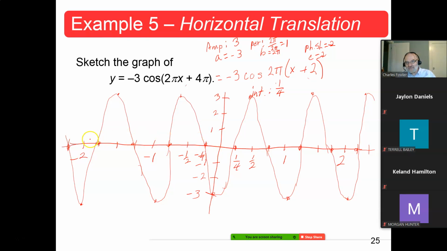Means the C is shifted over here 2 units to the left, and then you begin your cosine. Normally you would begin at plus 1, but the amplitude was 3, but it's a negative 3, so that made you start at the bottom, reflecting across the x-axis, and you go from there on. And then every interval you hit one of your key points, from a minimum to 0 to maximum to 0 to minimum to 0 to maximum. Our minimum and maximum are minus 3 and plus 3. So you just sketch the graph.